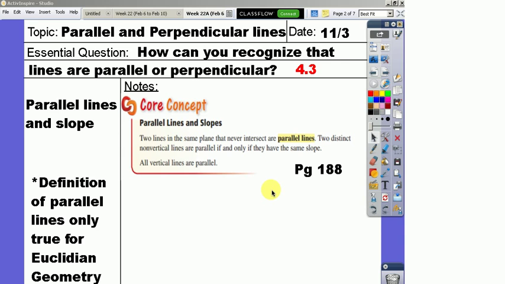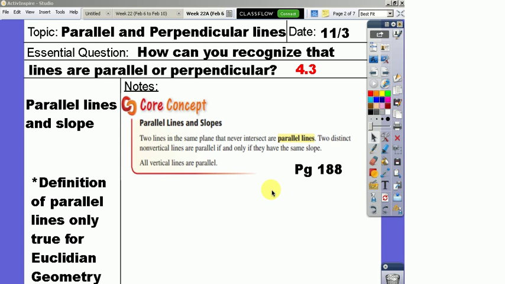So the essential question is, how can you recognize that lines are parallel or perpendicular? This has to do with slope, and we'll look at slope and how to determine whether or not the lines are parallel, meaning they have the same slope, or perpendicular, they have opposite reciprocal slopes. We'll go over that in more detail here in a minute.